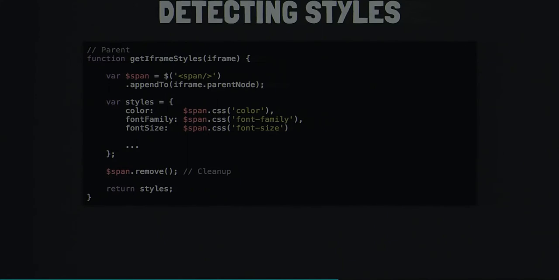Pretty simple. If I have a reference to the iframe, I'm just going to create a span element, append it as a sibling, and then just create an object of style attributes that interest me. And like I said, here we have color, font family, font size. If I wanted link color, I would generate an anchor tag and inspect that color. When I'm done, I clean up and I have this object to work with.